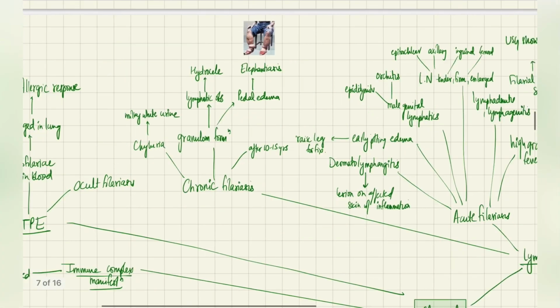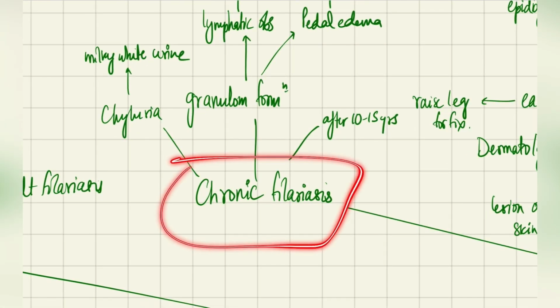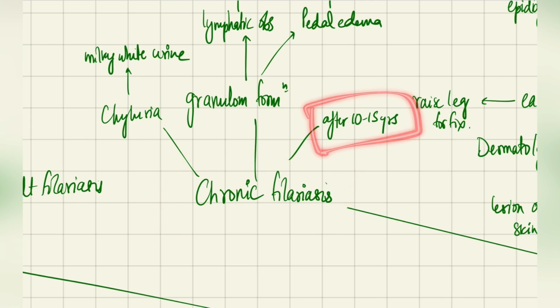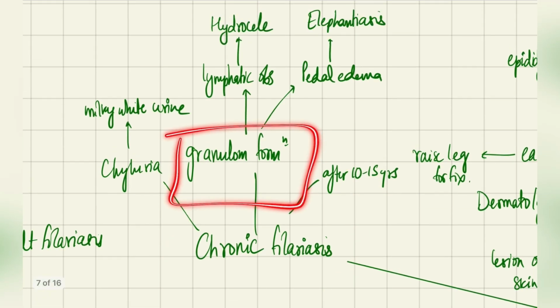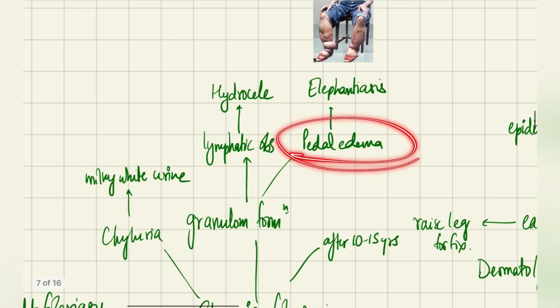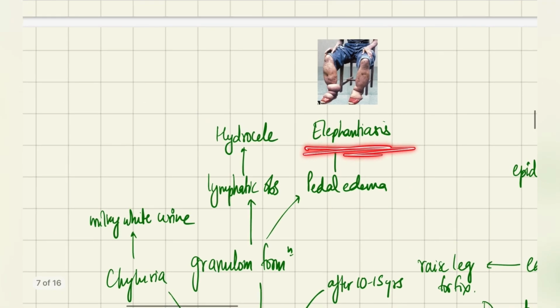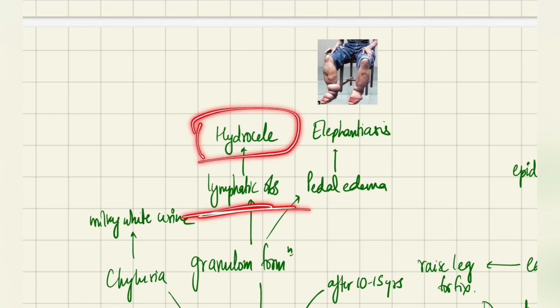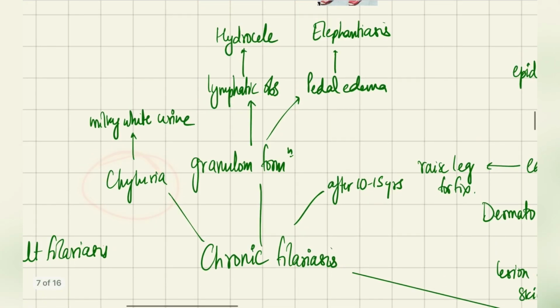Okay, coming to chronic filariasis, this is seen 10 to 15 years after the infection, and here granuloma forms, and this causes pedal edema and causes the disease elephantiasis, as you can see in this image, and also other lymphatic obstruction can lead to hydrocele. At the same time, chyluria can be observed, which basically means milky white urine.